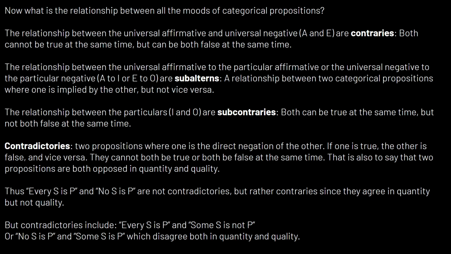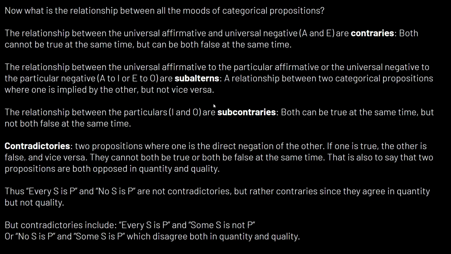So that's just what it means. A implies I, but I doesn't imply A back. E implies O, but O doesn't imply E back, right? And by the letters I'm mentioning, those are the moods of the categorical propositions. Now, the relationship between the particulars, that is, some S is not P and some S is P, that is I and O, they are called subcontraries, meaning they can be both true at the same time, but cannot both be false at the same time.